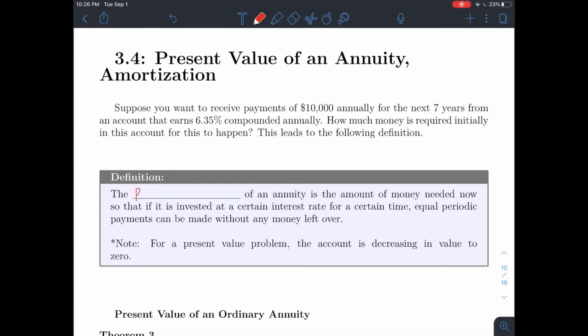The present value of an annuity is the amount of money needed now, so that if an investment at a certain interest rate for a certain time, equal periodic payments can be made without any money left over.